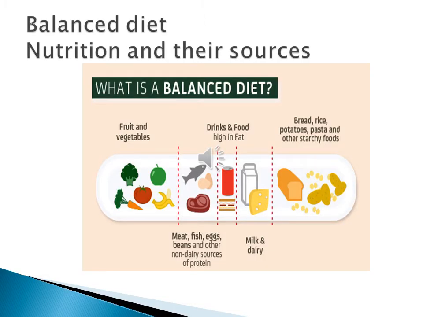So in the first slide you can see the heading is balanced diet, nutrition and their sources. First of all we should know what a balanced diet is. As you see in the picture, there are fruits and vegetables, foods which are high in fat, rice, pasta and potatoes which are starchy food, and also meat, fish and egg which are full of protein. So a balanced diet is a diet that contains all of the things in correct amount and proportion. Okay, now you understand what a balanced diet is.